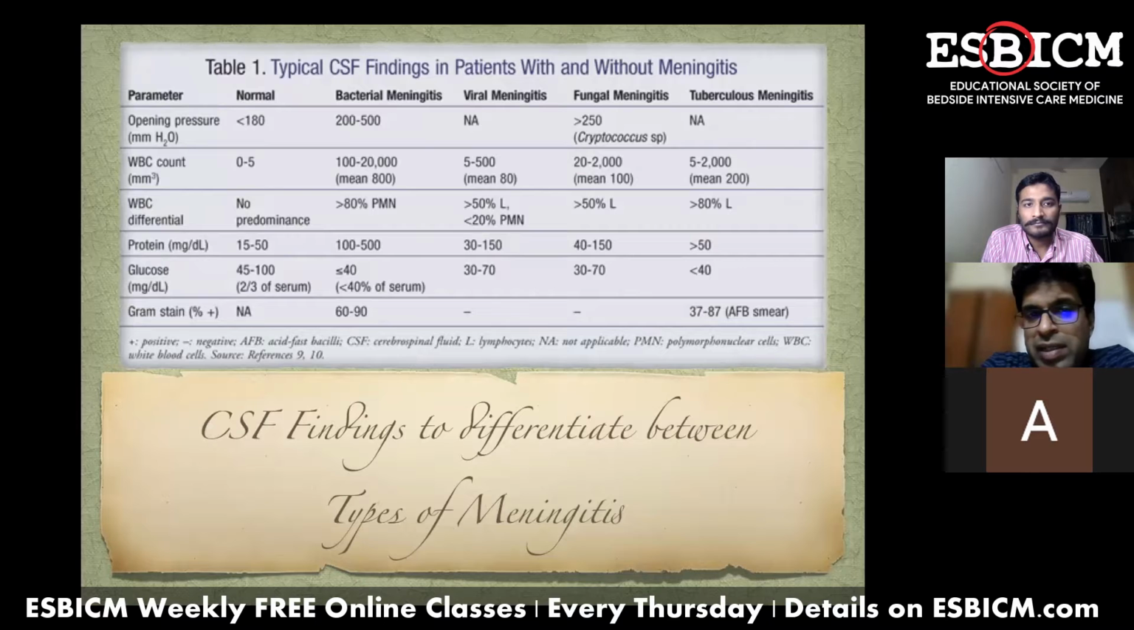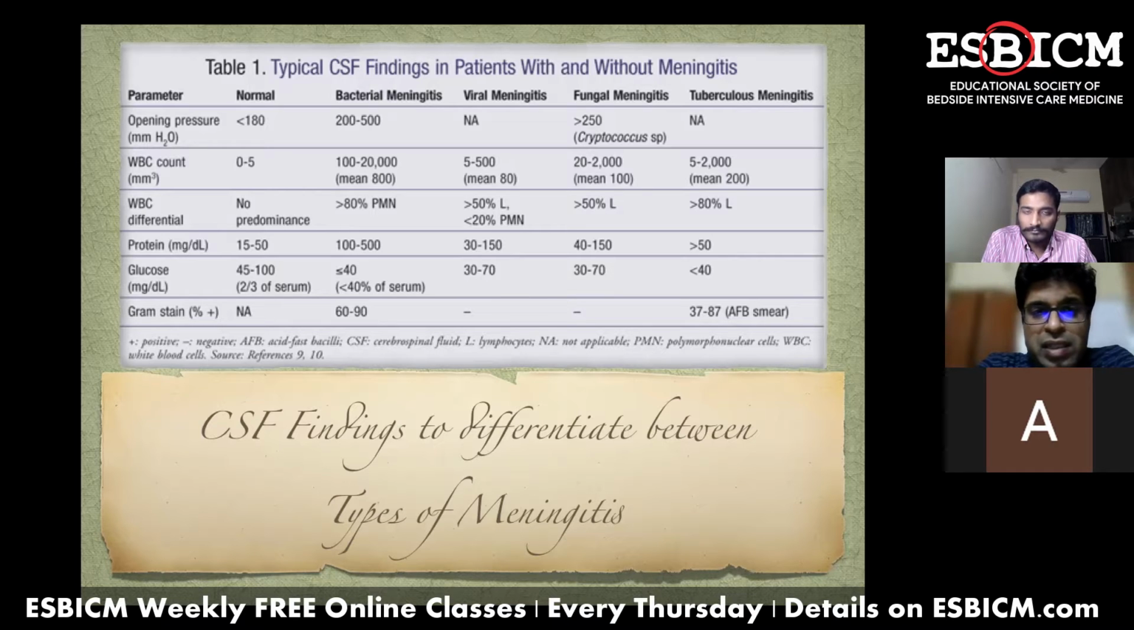Firstly, if you are treating bacterial meningitis and the patient has not received any antibiotics before, usually their TLC counts, meaning the neutrophil count in the CSF, are very high. They are more than 500, 1000. They can be there and are mostly neutrophilic.